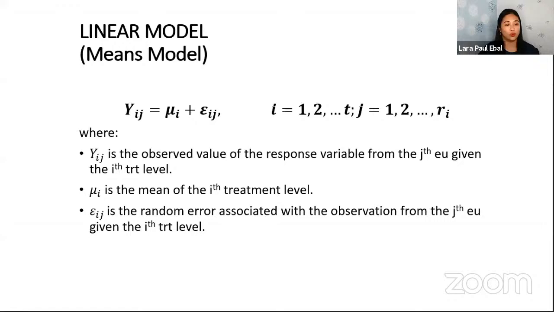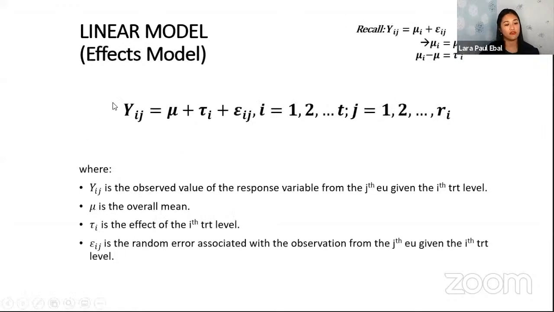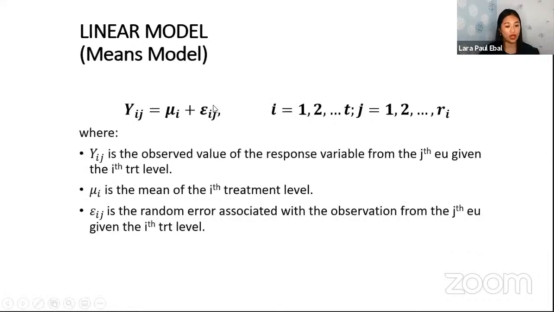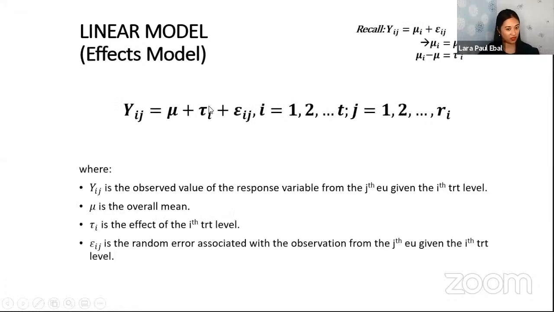Okay, so we can also have this effects model for the responses. So instead of having just mu i plus epsilon, we have this mu plus tau i. So this mu plus tau i is just equal to mu i. So meron po dito sa side, sa upper right, meron tayong way to relate this model to the previous model. So in the previous model, mu i is just your mu plus tau i. And then tau i now is your mu i minus mu. This model is used when you want to estimate the treatment effect, so the tau i's. That's it.